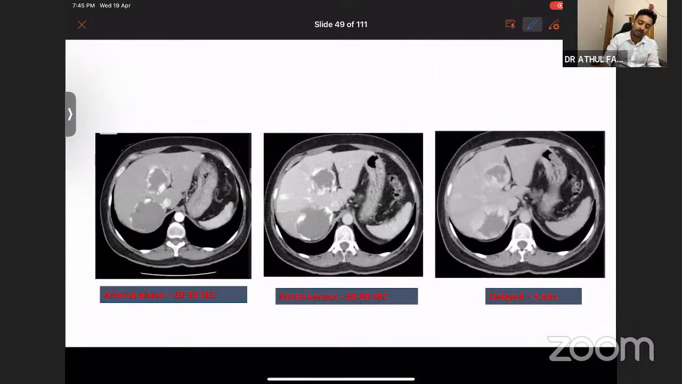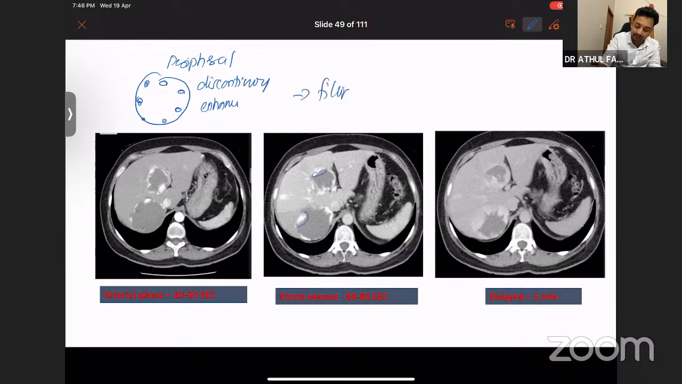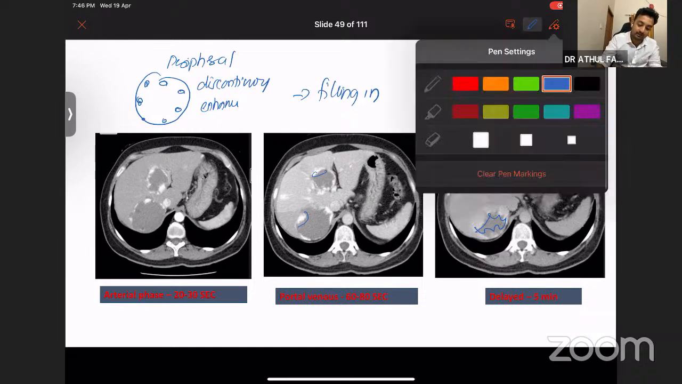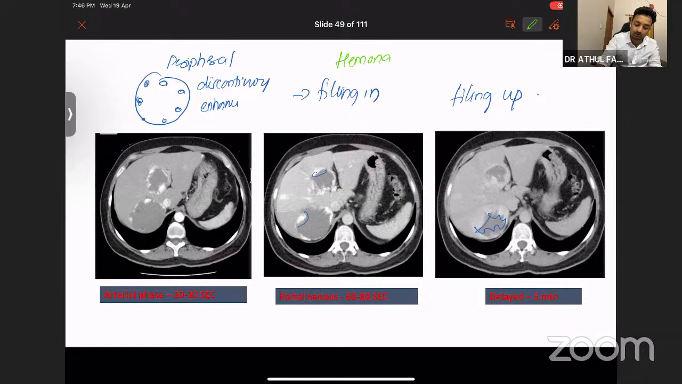Now moving forward to another important thing. Here, if you see in the arterial phase, the lesion is having peripheral discontinuous enhancement. In the portal venous phase, the size of the enhancement is increasing. So there is filling in. The contrast is filling in. In delay, the contrast appears this much. Again, filling in. So arterial phase peripheral discontinuous nodular enhancement with filling in on other phases is classical of which lesion? It is classical of nothing else. Classical of hemangioma. It is very much classical for hemangioma.